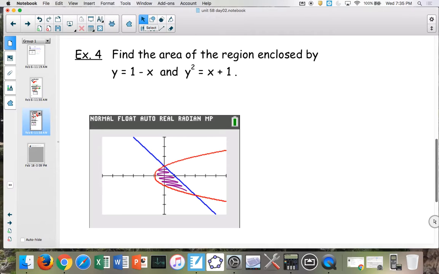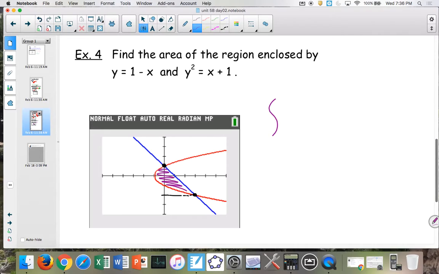And so what we need to do is find these two points. And then we want to integrate from that y value to that y value. So let's see what this is going to look like. We want to do the integral.